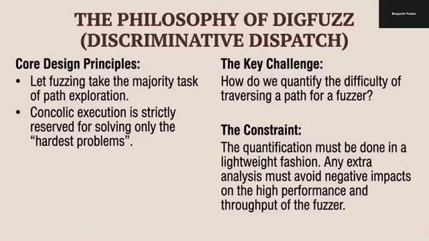Why? How do you know if a hard problem is hard for a fuzzer, and how do you know which one is the hardest? We also need to ensure that any extra analysis used to quantify path difficulty has to be incredibly lightweight. If the analysis is too heavy, you'll fall back into the same trap the MDPC did and destroy the fuzzer's throughput. So we know we cannot use heavy symbolic math like using concurrent executors to do the cost analysis because it's simply too slow. We need a faster way to score them. And that brings us to the statistical model that makes DigFuzz work.